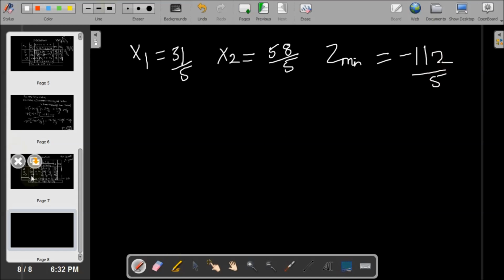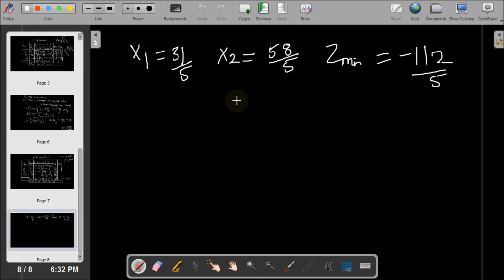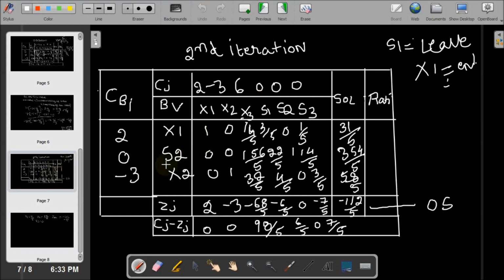Getting, guys, you can see minus 112 by 5. You got the optimal solution. You please calculate these values directly. I have written that, right? You calculate that. So now you can cross check this. How to cross check this? You have to substitute these values into your objective function. Here x3 you can consider 0 because x3 was not there. Instead of x3, s2 was there, right? So you can see s2 was there. So instead of that, x3 you can consider 0.